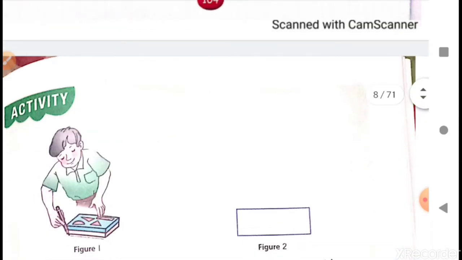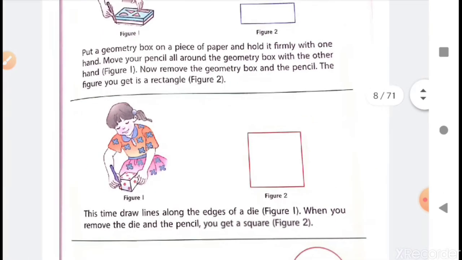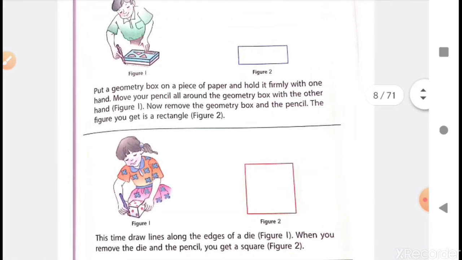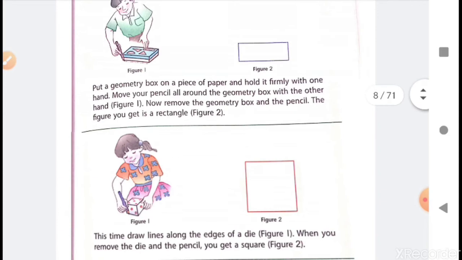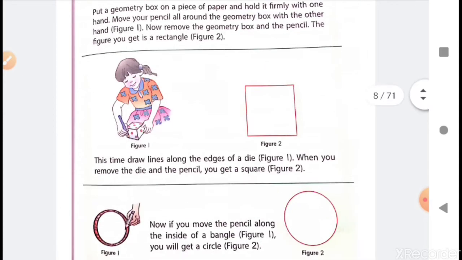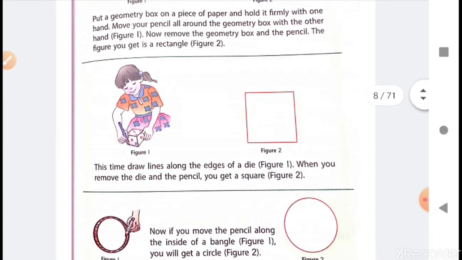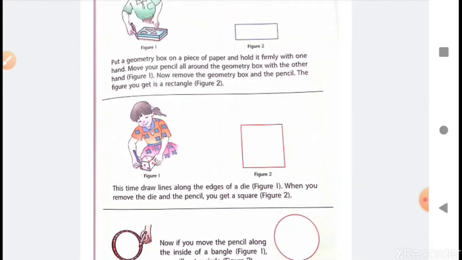Now we had discussed some activities also. Like in my previous video, I had discussed drawing a rectangle, square and circle. In the same way, you can draw other plane shapes also. You can take any shape, put it on a paper and draw your pencil along it, and lift that shape. You will get that shape on the paper. Okay.